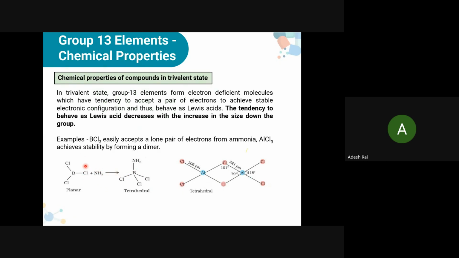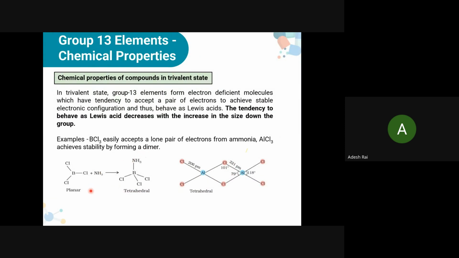It forms adduct. Have you heard of adduct formation? Are you aware of adduct formation? Anyone? Tell me. Have you heard of adduct formation or not? No one has heard of adduct formation.